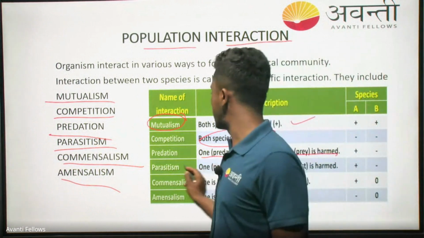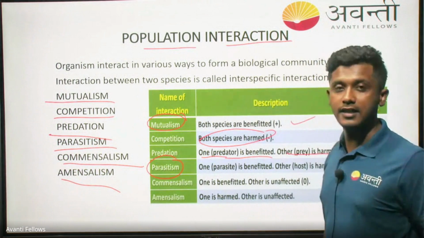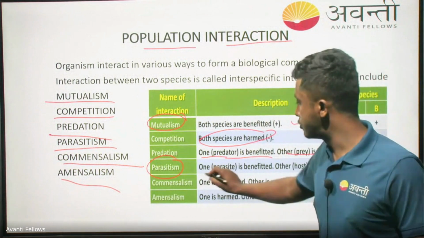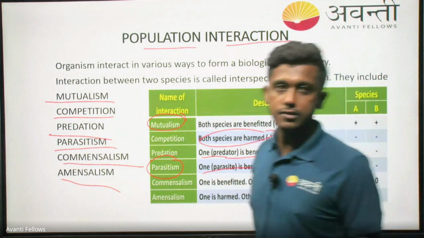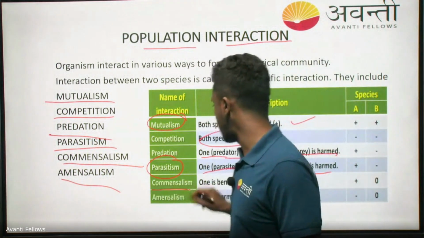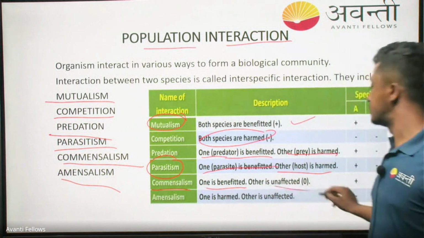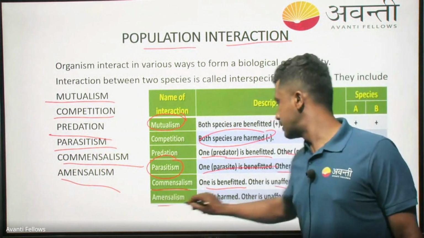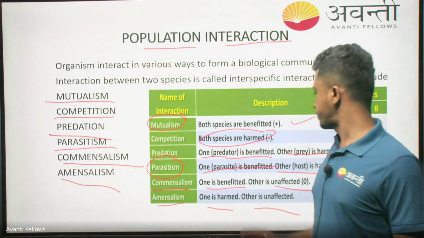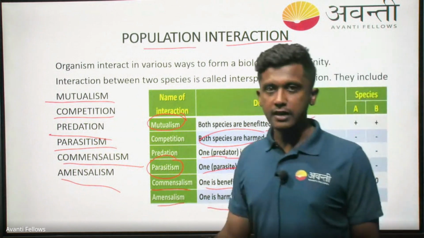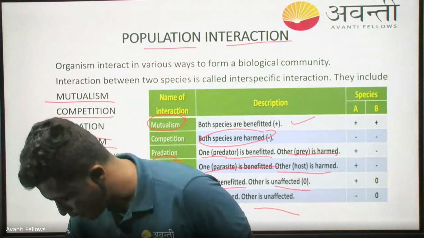Next one is parasitism. You know that parasitism is a very inconvenient thing in the environment. Why? Because you know that the parasite is always benefited, and along with being benefited, it harms its host. So that is called parasitism. You know that many diseases are there with respect to parasitism. Commensalism. What happens in commensalism? One is benefited and the other is harmed. And in amensalism, one is benefited and the other one is unaffected. So that is called population interactions, and those are the types of interactions we have in our environment.